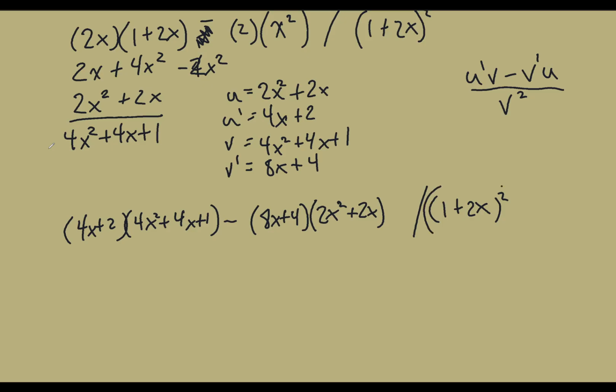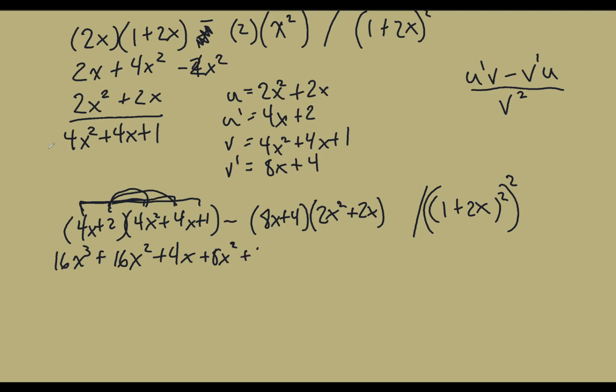That was the original squared. Okay, so let's FOIL them out. Let's do it in order, right? That's going to be 16x cubed plus 16x squared plus 4x. It's this one. Now let's do these. Plus 8x squared plus 8x plus 2. That's just the first part.